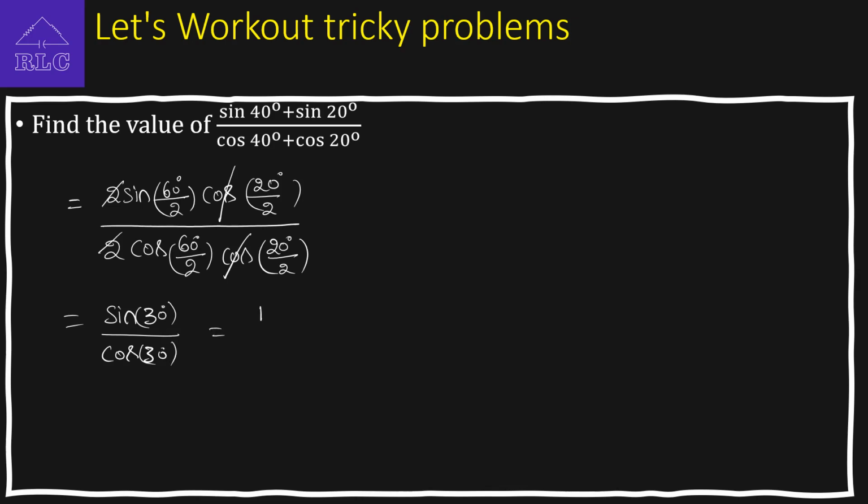Which is nothing but 1 by 2 divided by root 3 by 2. So 2 also gets cancelled. Answer is 1 by root 3.